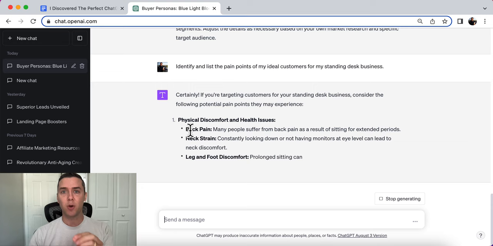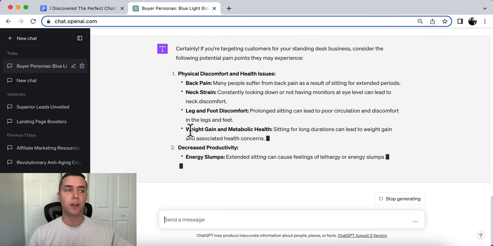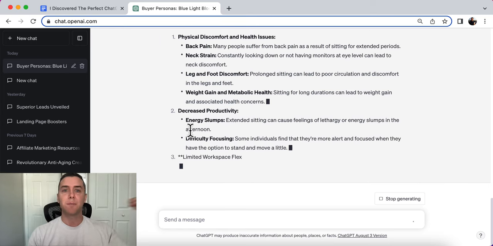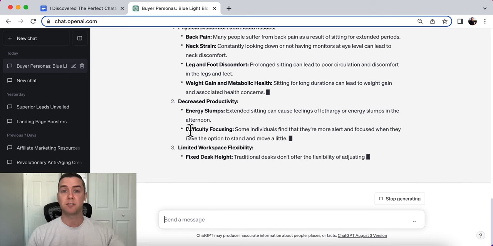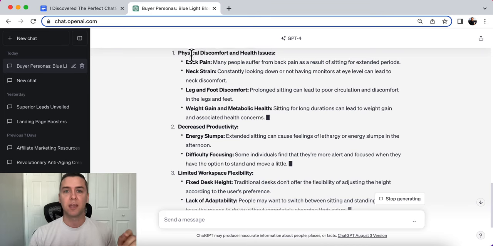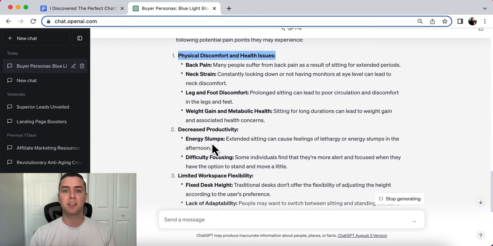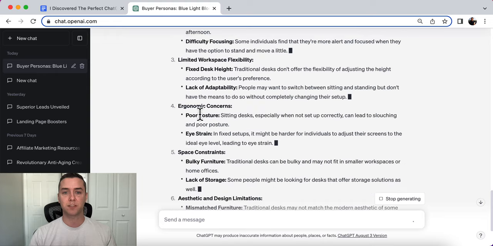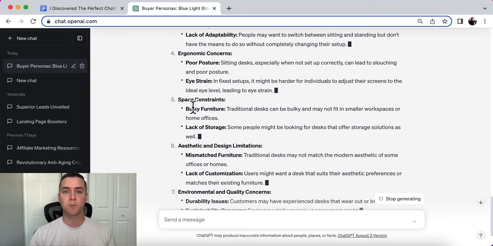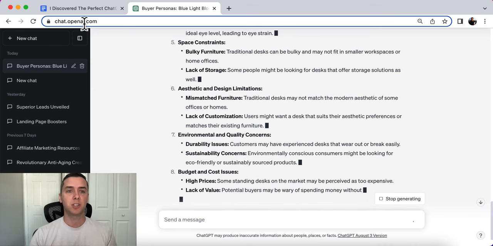And here, knowing this information can be vital for your advertising, for your marketing messaging, for your email copy, for any kind of message that you're putting out there to your potential customers. Okay. So we can speak directly to these pain points with our product, with our marketing. Okay. See right here, it says physical discomforts, right? Back pain, neck pain, leg and foot discomfort, weight gain and metabolic health, decreased productivity, limited work space flexibility, ergonomic concerns, space constraints, right? All of these are so critical, okay? Budget and then cost issues.